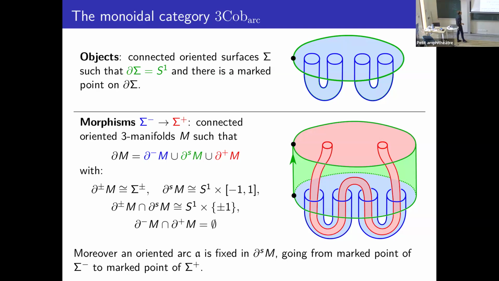And then you require some natural axioms. Of course, the top and bottom boundaries are the surfaces. Then the side boundary of M is the cylinder, and you want the top and bottom boundaries to intersect on the cylinder at the circle boundary of the surfaces, which is this. And of course, the two surface boundaries do not intersect. Moreover, there is a technical condition which explains the name of the category. We fix an arc in the side boundary, which goes from one marked point to the other marked point.